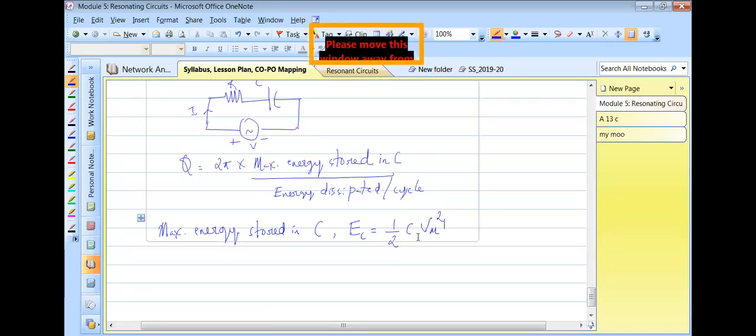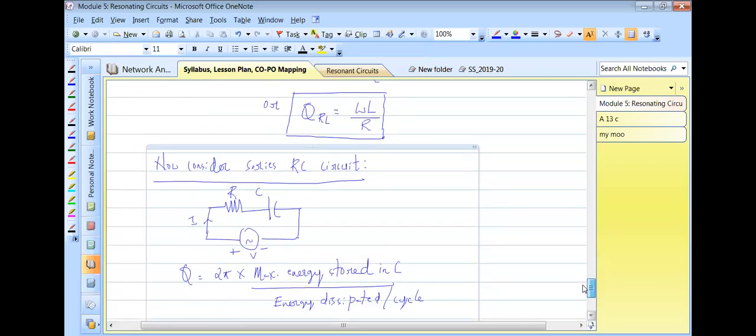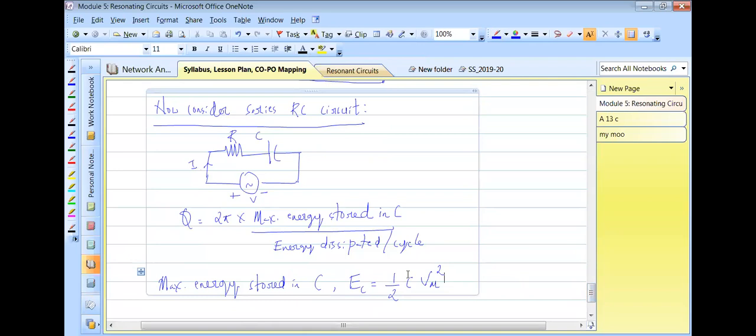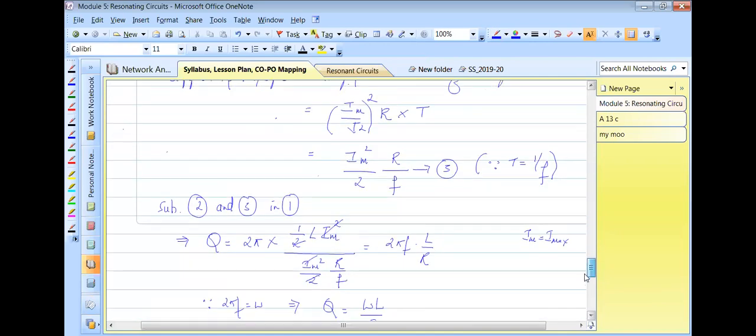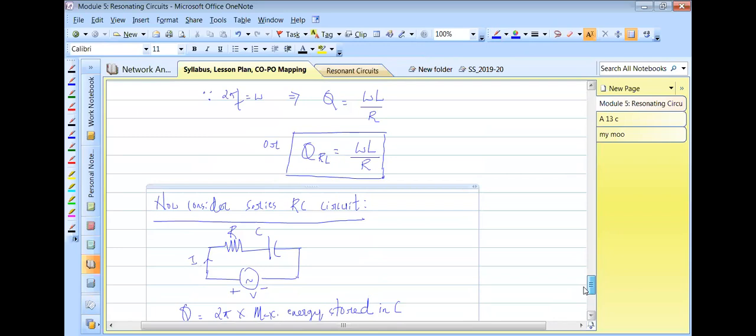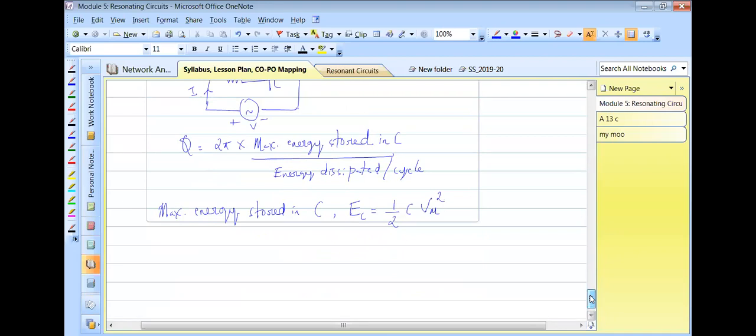Why with C we have Vm? Why with L we have I? With L we have I max or Im. With C we have V. That's because C is a voltage storing element, and L is a current storing element. So with L we have I max. Since the capacitor is a voltage storing element, we have Vm squared. So this is the maximum.